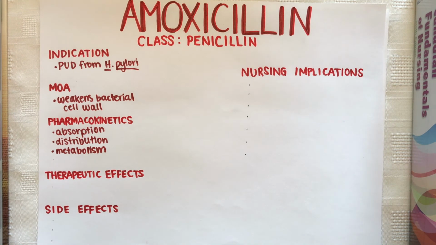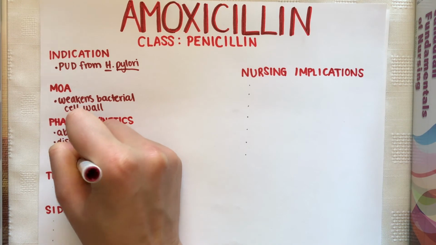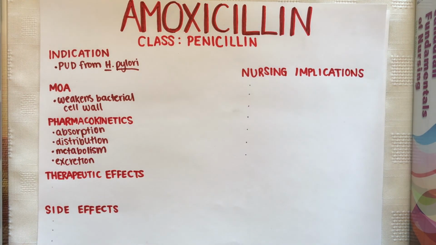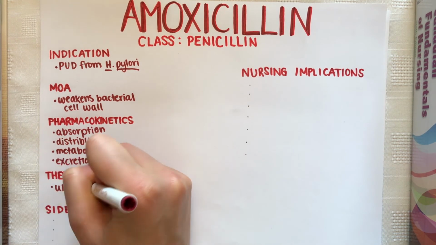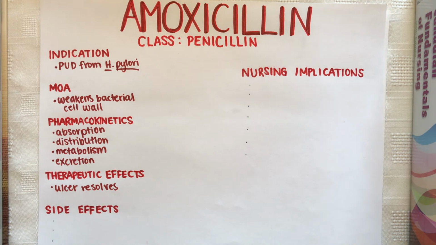The therapeutic effects. The desired effect of this drug is to kill the H. pylori that was causing the ulcers. To assess for this, assess the patient's occult blood or melena resolving, no presence of hematemesis, no pain 1 to 2 hours after eating for gastric ulcers, and 2 to 4 hours for duodenal ulcers.